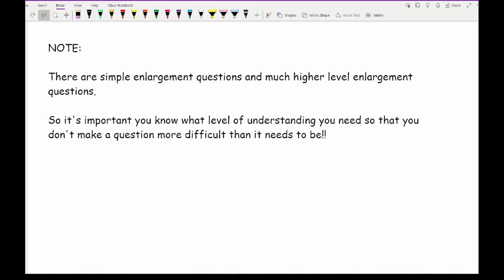So for example, a high level question might involve a negative scale factor, it might involve a fractional scale factor, it may even involve a center of enlargement. If you are confronted with a simple question where there is no center of enlargement, you don't want to be asking where is my center of enlargement, because it may not be necessary for that question. And if that makes no sense, do not worry, we will cover this in all the videos that I cover on enlargements.